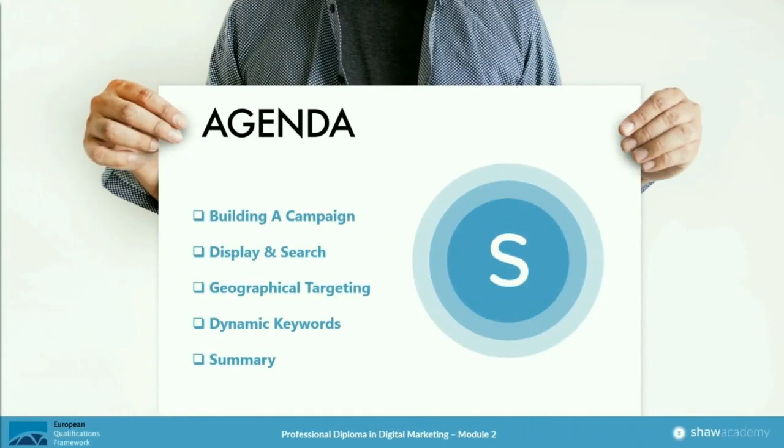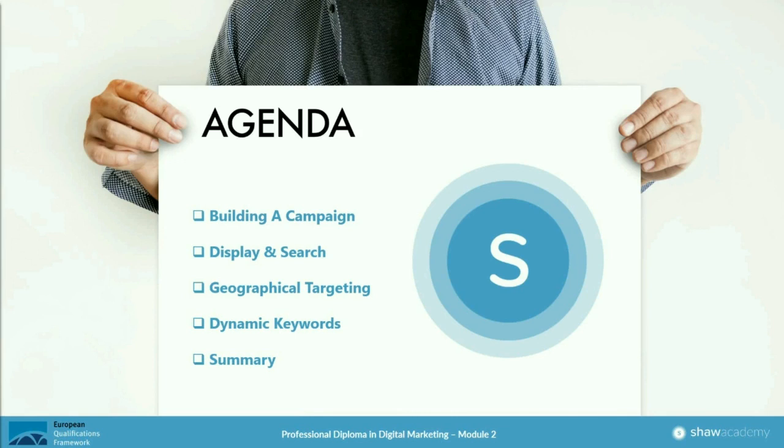So what is on the menu today? First things first, we're going to be building a campaign on Google AdWords, which is very, very exciting. We're then going to look at the difference between display and search advertising, and I'm going to show you an example of each of those. We're going to set an example of each up, so you'll know how to do that by the end of the lesson. We're going to look at geographical targeting as well, and I'm going to show you how to use that when you're setting up a Google AdWords campaign.